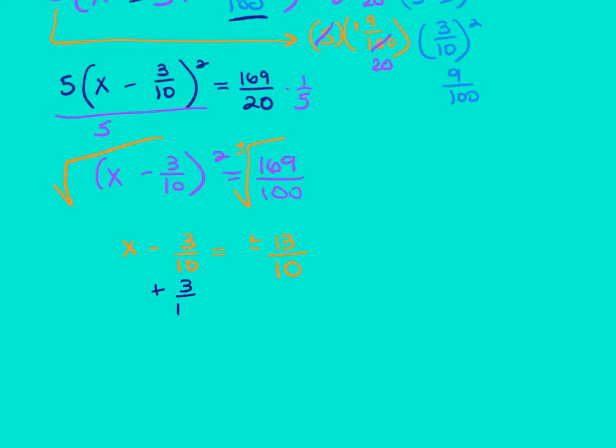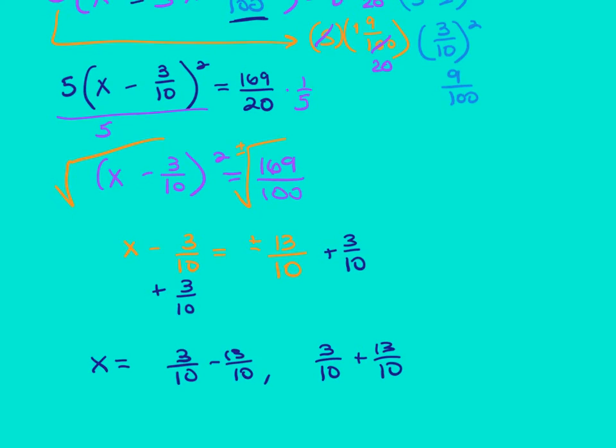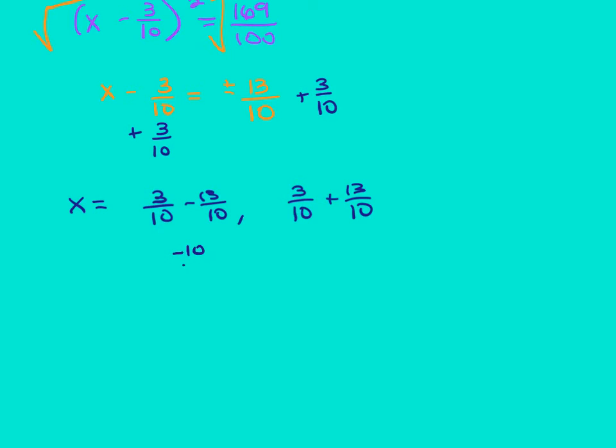Add the 3/10, and I have two answers. 3 over 10 minus 13 over 10, and 3 over 10 plus 13 over 10. This gives me negative 10 over 10, or negative 1, and this gives me 16 over 10, or 8/5.